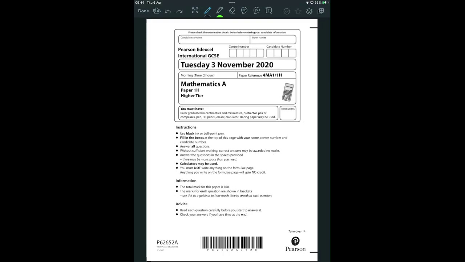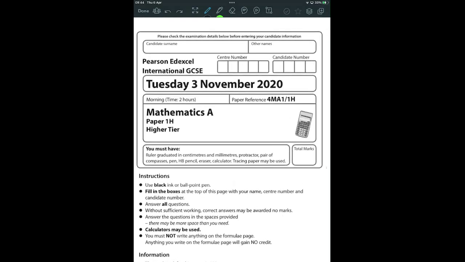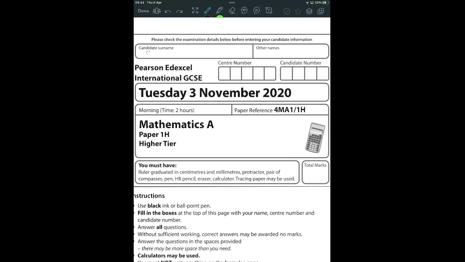This is going to be a walkthrough of the new November 2020 1H paper. Now, this is as much as possible a blind workthrough. Most probably I have seen some of these questions before, but I haven't prepared anything. So I hope to give you a first look appearance, a first look thought as we go through this paper.